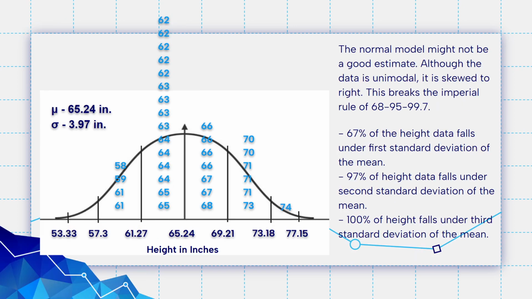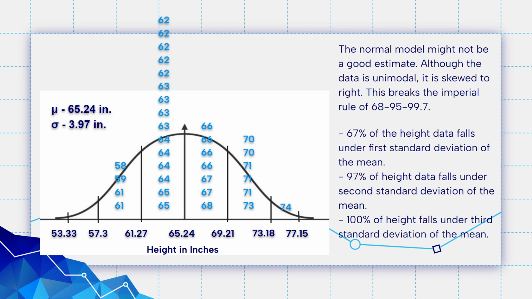So this is my final analysis. I say the normal model might not be a good estimate because, as you can see, although the data is unimodal, it is skewed to the right, which breaks the empirical rule of 68, 95, 99.7.